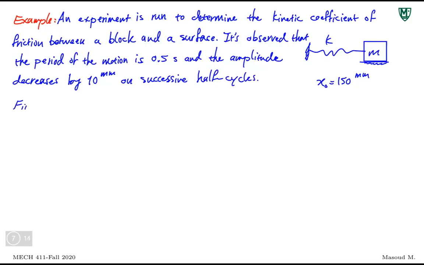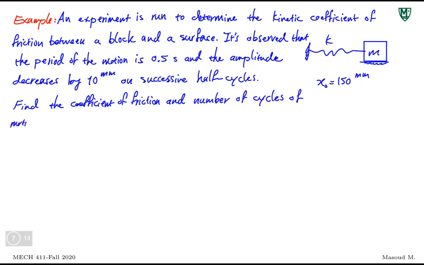So we are asked to find the coefficient of friction and the number of cycles of motion before the block stops. Pay attention, it's asking for the number of cycles, not half cycles.